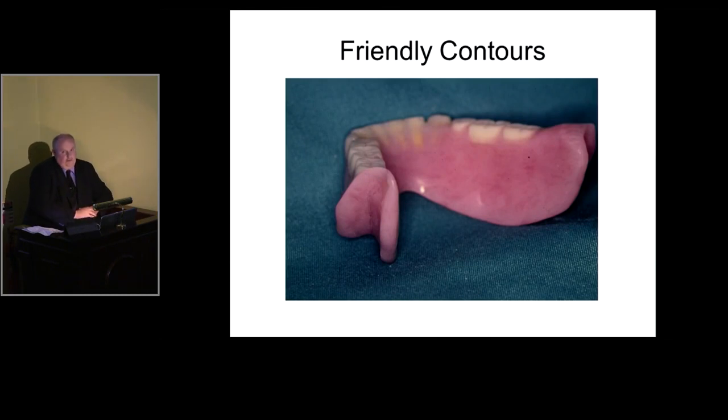Friendly contours. This area in here, we're talking about a lower, so it's not strictly retention, it's more stability, but same concept. If we don't have a nice contour there, the tongue will want to lift the denture. So harmony with muscle forces. So poorly contoured dentures reduce retention, stability, support.